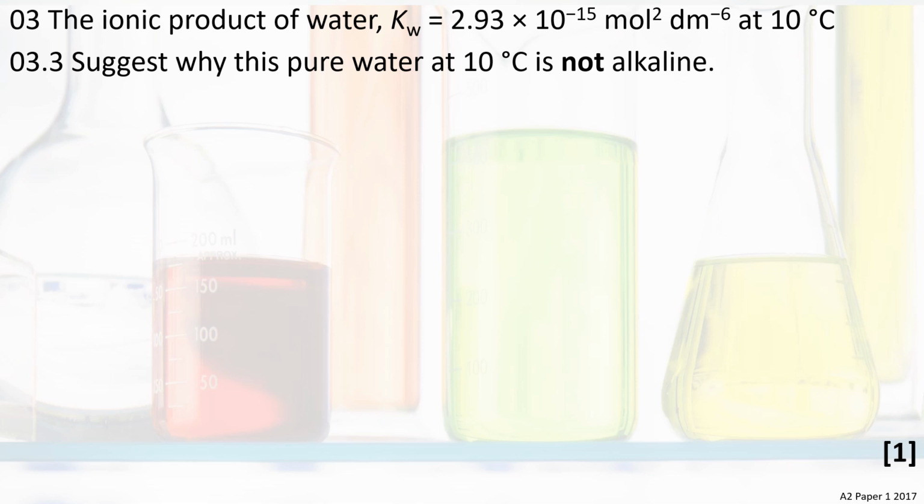Here's the next part of the question. Suggest why this pure water at 10 degrees Celsius is not alkaline. For a substance to be alkaline, there must be more hydroxide ions present than there are protons present. For a substance to be acidic, there must be more protons than hydroxide ions. In pure water, the hydrogen ion concentration is equal to the hydroxide ion concentration. So this is why it is not alkaline.